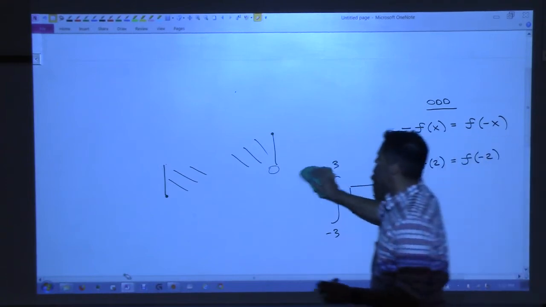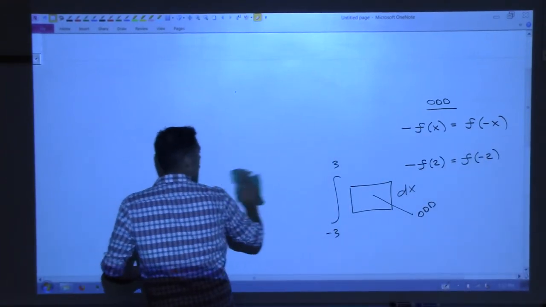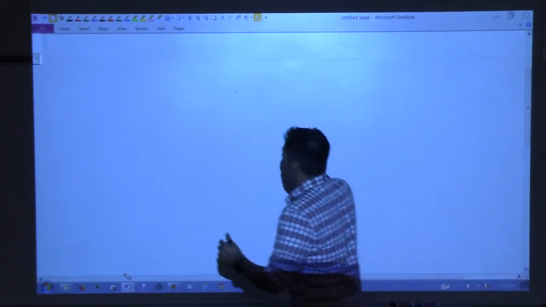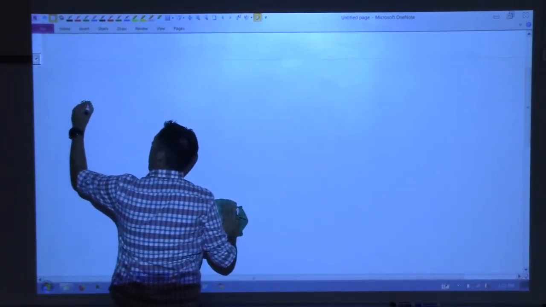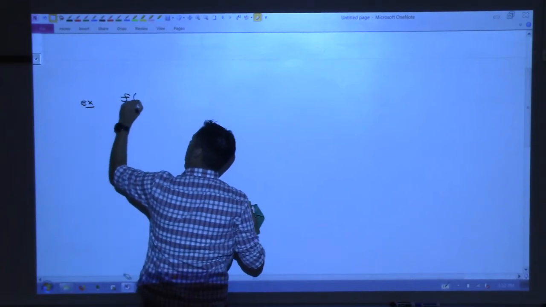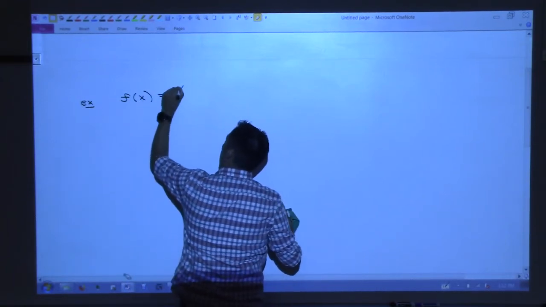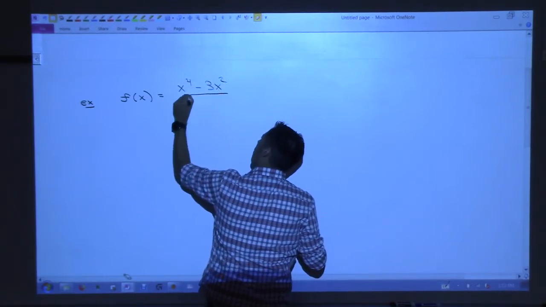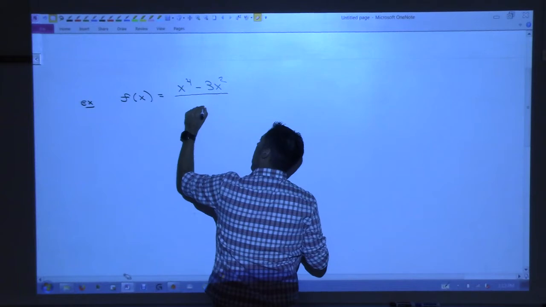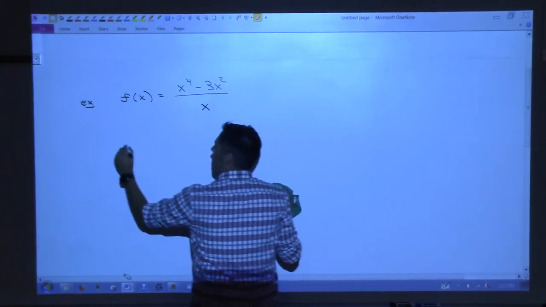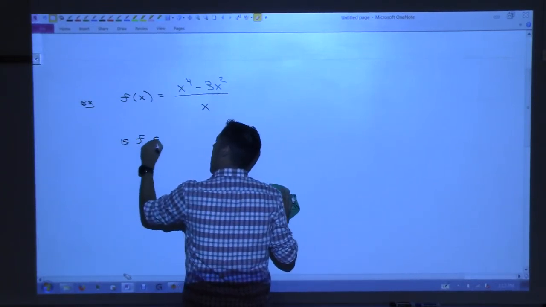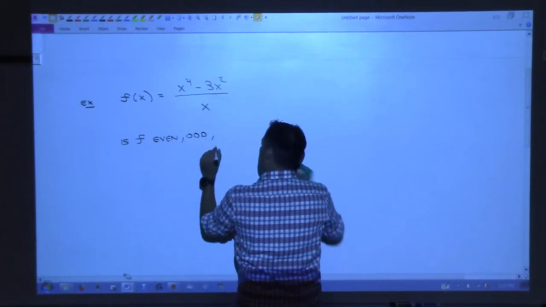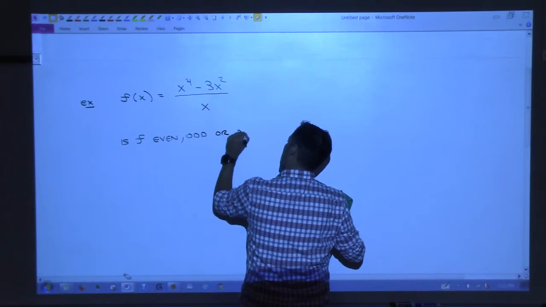So I'm going to give you a specific example. All right. Example, I'm going to give you a function f of x equals x to the 4th minus 3x squared over x. Let's do that. Is f even, odd, or neither?